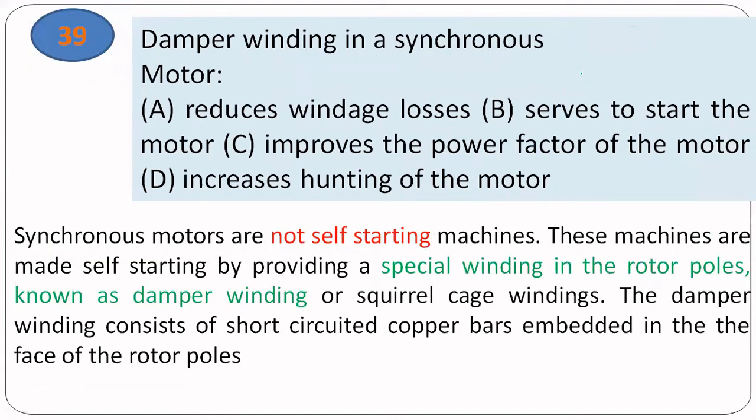Now, what is the role of damper winding in the synchronous motor? Yes, that has been asked here. Synchronous motors are generally not self-starting. And the main role of damper winding in a synchronous motor is to make them self-starting. That is, the machines are made self-starting by providing a special winding in the rotor poles, which is also known as damper winding. So option B, that the damper winding serves to start the motor, is the option to be considered.